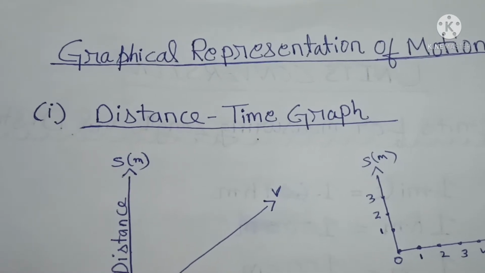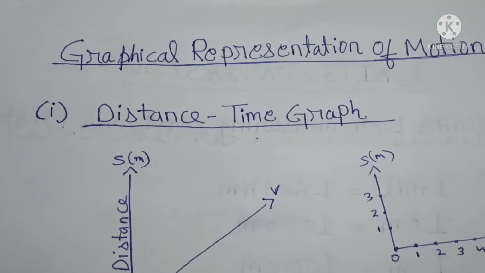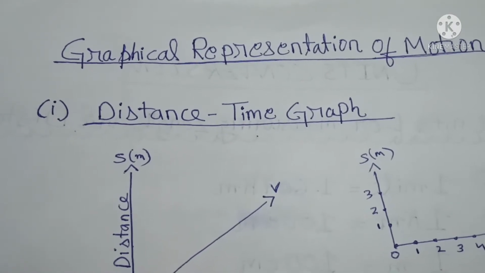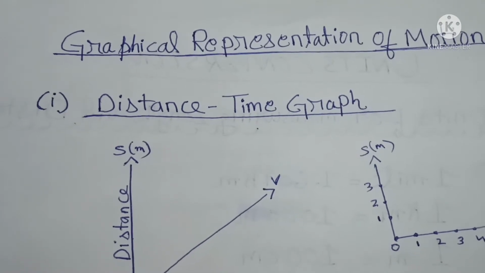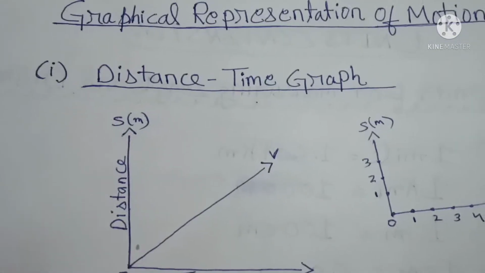Today we will be discussing the topic graphical representation of motion. Graphical representation of motion is of two types. First one is distance time graph and second one is velocity time graph. In this lecture we will be learning only the distance time graph. So let us try to understand.